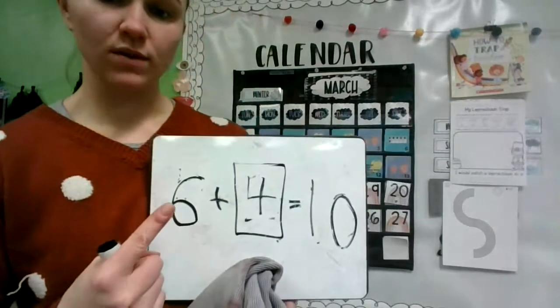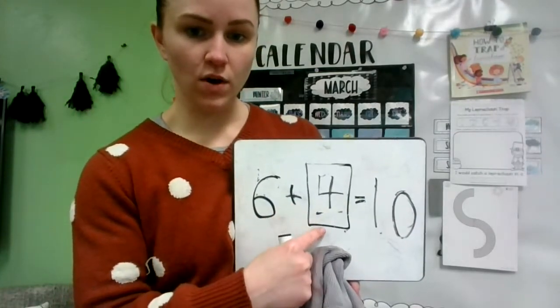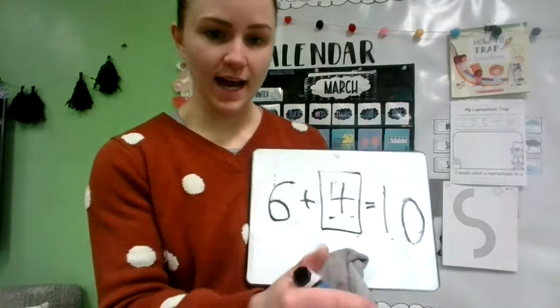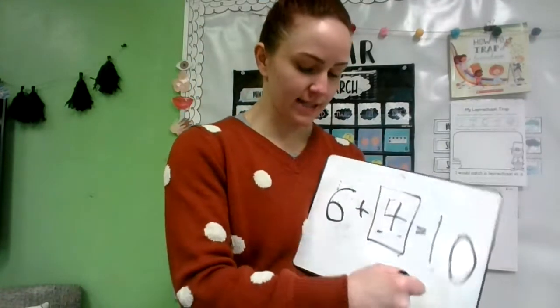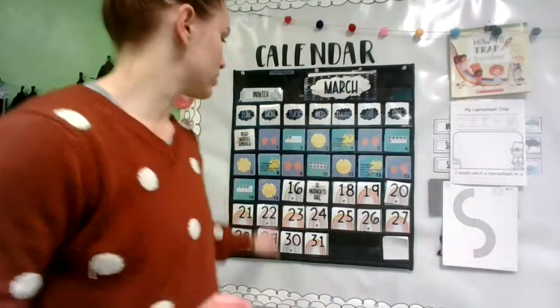Read that math sentence with me with your pointer power loud and proud. Ready? 6 plus 4 equals 10 ladybugs. That's how many more we need to make 10 ladybugs all together.